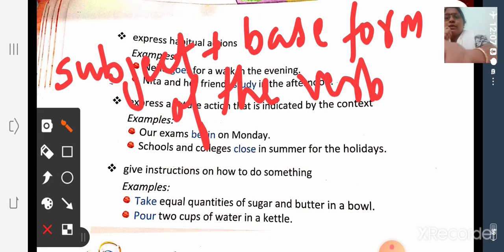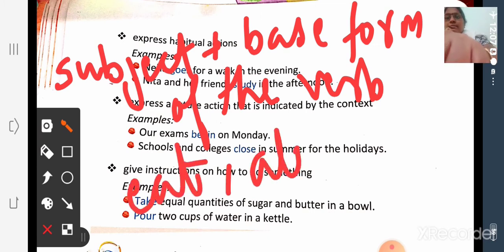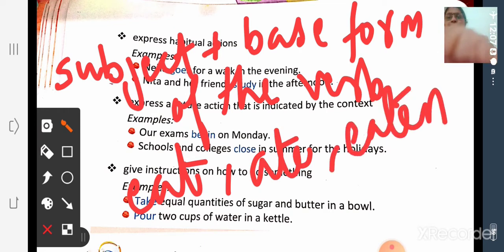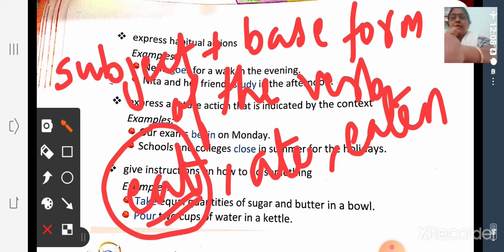Base form means what? I'll give you an example. Eat, ate, eaten. Eat is the base form or first form or root form of the verb. Base means first form or root form. So in simple present tense, we take this first form or base form of the verb. Subject plus base form of the verb is the form of simple present tense.